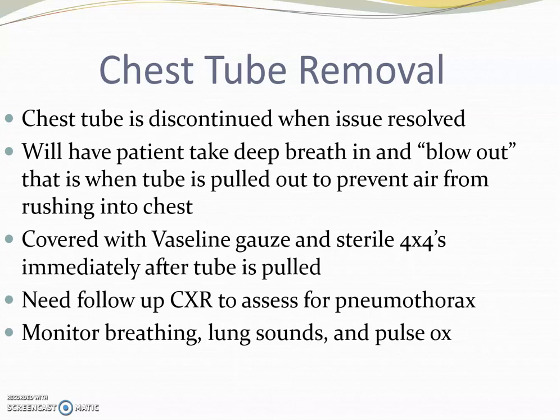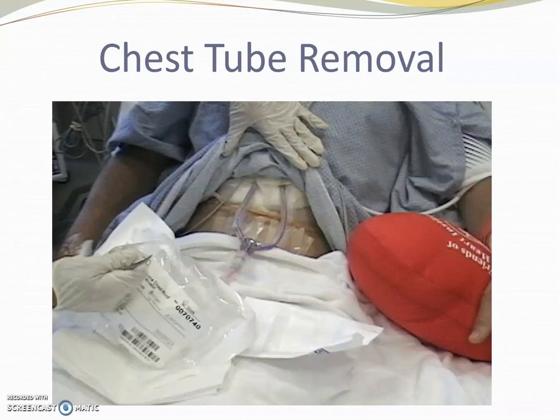Immediately, they'll secure the dressing, and then they'll order a chest x-ray to follow up and make sure there's no pneumothorax. Your job is to continue monitoring their breathing, their lung sounds, and their pulse oximetry to make sure that they're okay after removal. This slide is just showing someone getting prepped for chest tube removal.